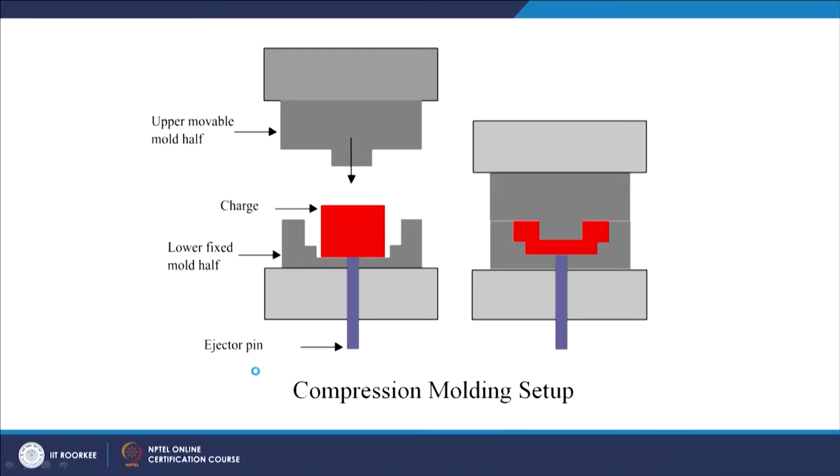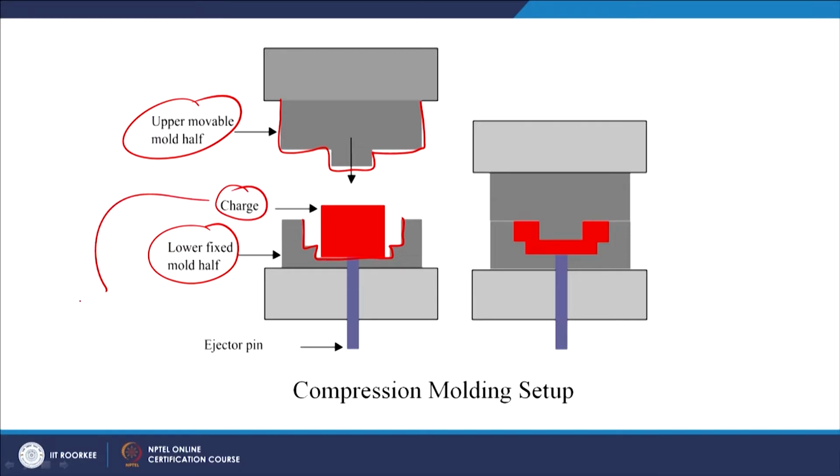In compression molding, two words are there, compression and molding. So we have to compress the raw material and it will take the shape of the mold and finally solidify as per the shape of the mold, and we will get our product. Now let us see, this is a simple diagram of a compression molding process. This is a lower fixed mold half, complying to a particular shape which I have highlighted, and this is the upper movable mold half. This is the shape of the upper movable mold half, and this is my charge, which usually we call the raw material.